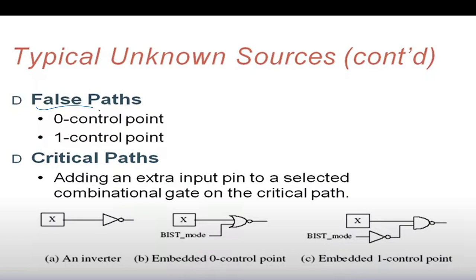There may be a false path, which can also be a source of unknown. So we can add a 0 or a 1 control point. And others are the critical paths, where we add an extra input pin to a selected combinational gate on the critical path. So these are the control methods we have seen.